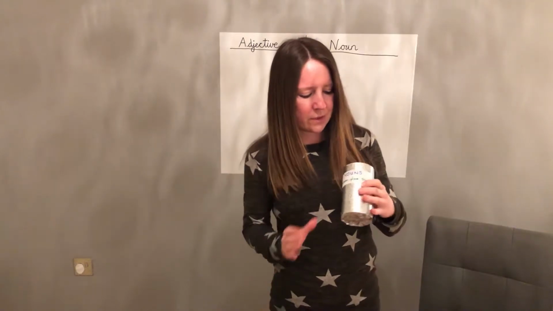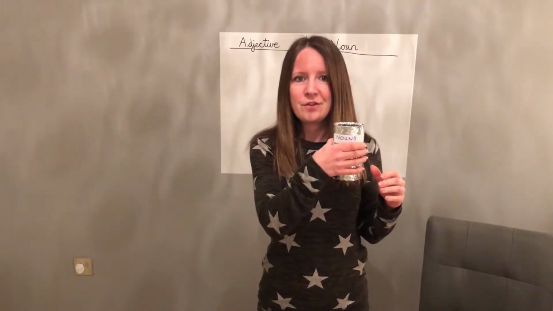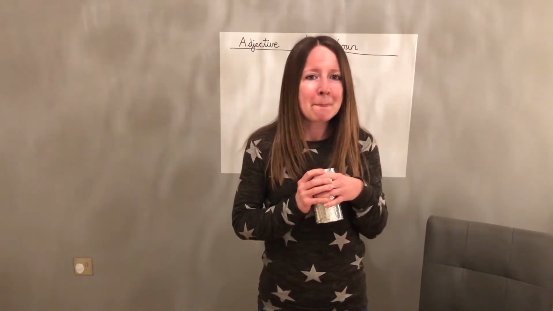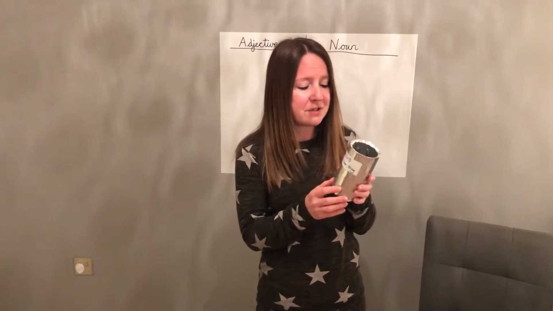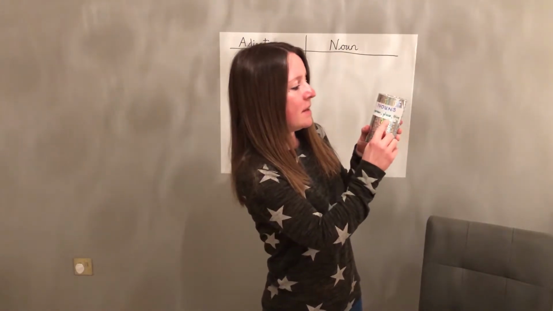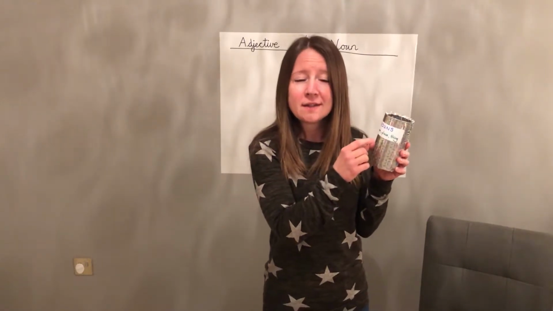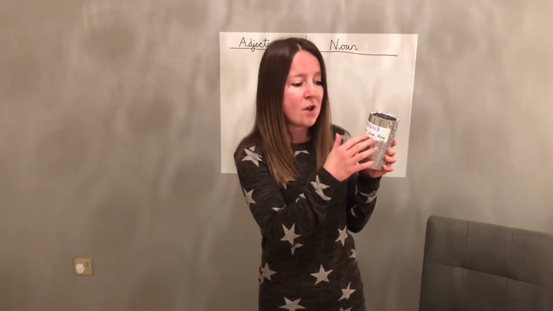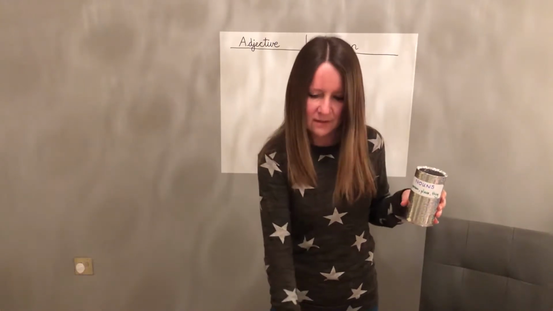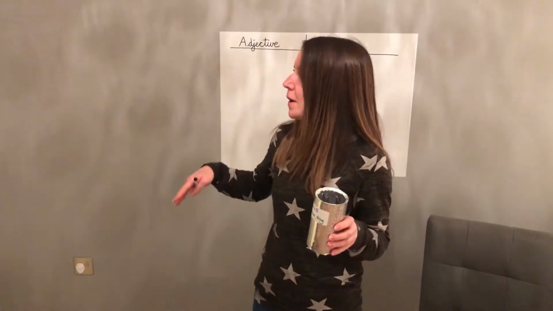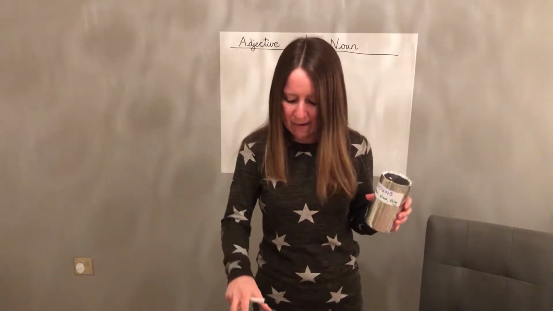And then my other pot has got the word noun written on it. What is a noun? Can you tell me what a noun is? Hopefully you said it's a person, a place or a thing. So it can be names of people and places, or it can be things, objects like a pen or a pot or a table or a wall. Lots of things can be nouns.